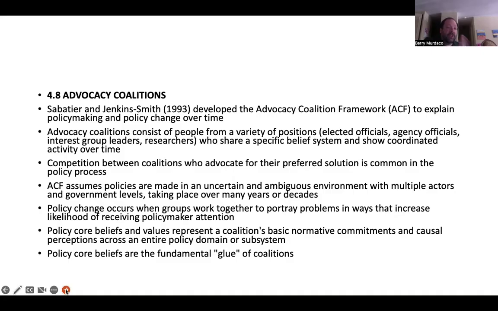Now they address another theoretical approach, the advocacy coalition framework by Sabatier and Jenkins-Smith, who developed the Advocacy Coalition Framework, or ACF, to explain policymaking and policy change over time.